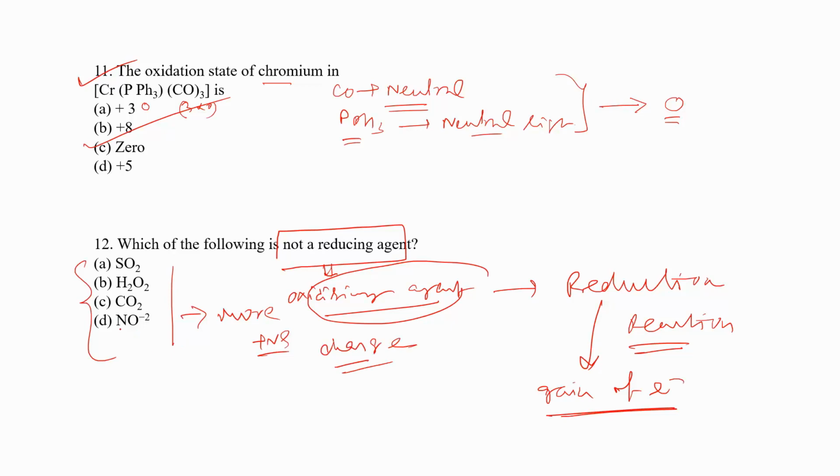Look, for the NO2 minus, nitrogen has +2 oxidation state. In CO2, the carbon has +4 oxidation state, and H2O2 has positive oxidation state too, and SO2 also. In SO2, oxygen always gives 2 minus, so sulfur is also +4 oxidation state. So that will be the answer.